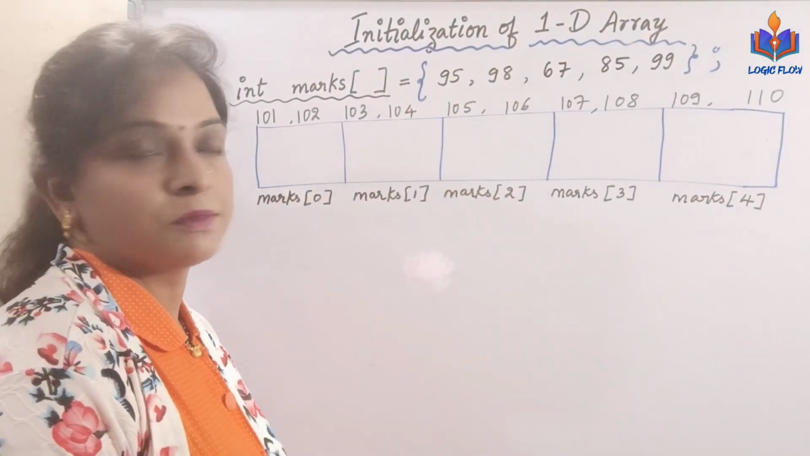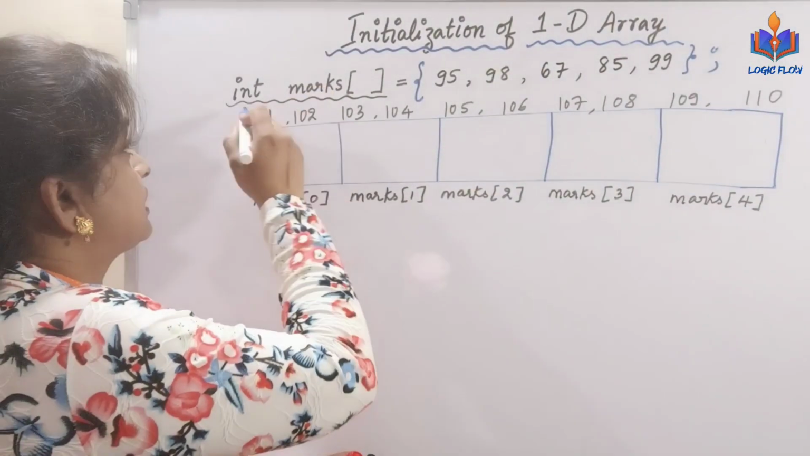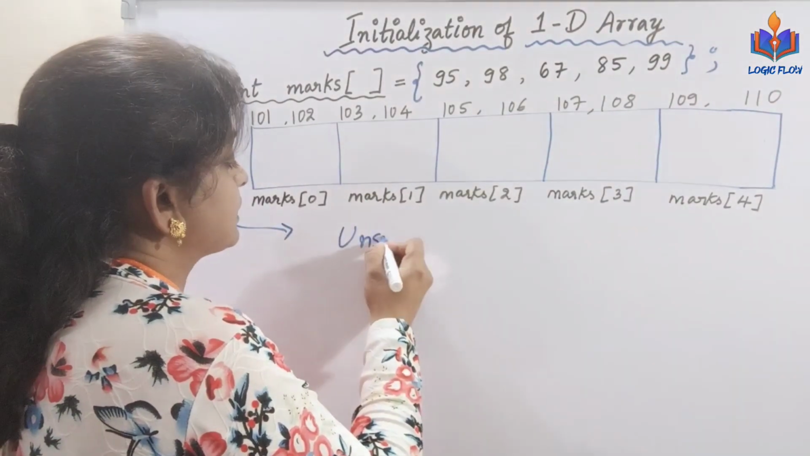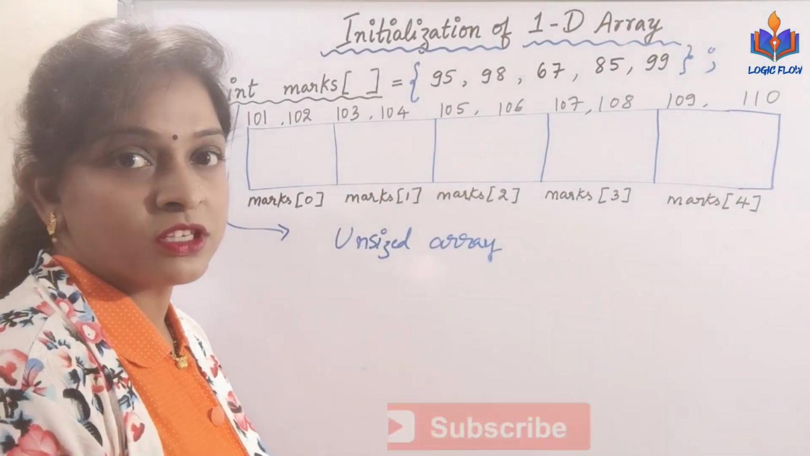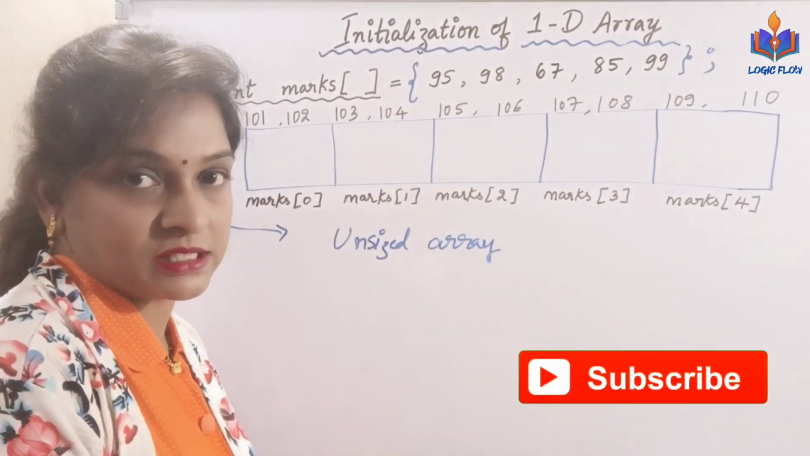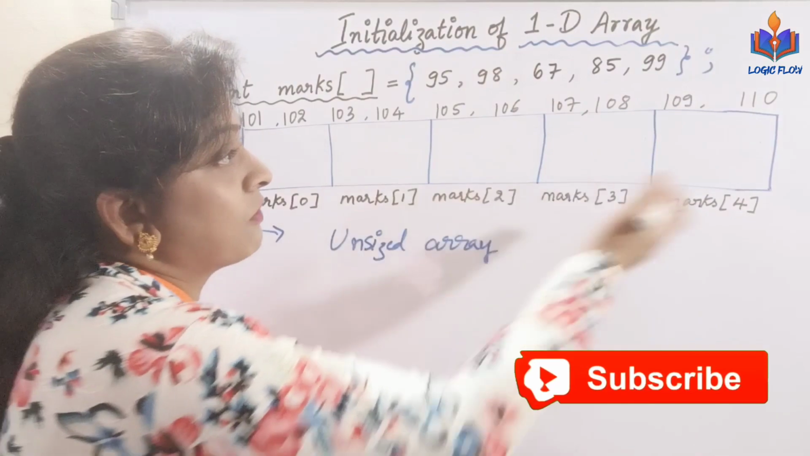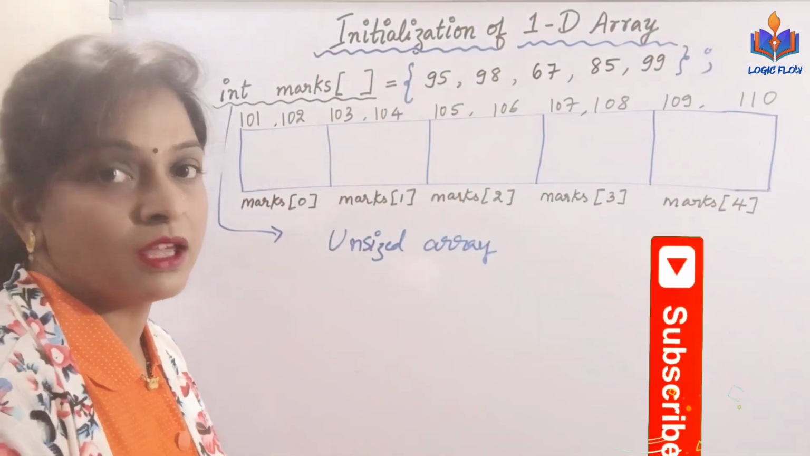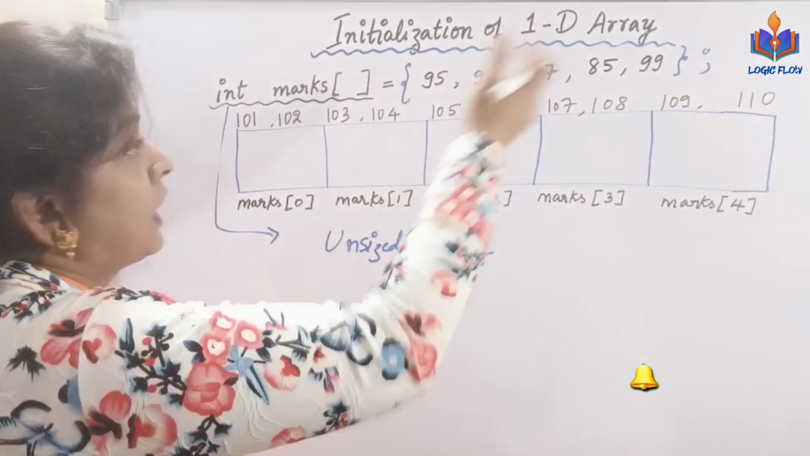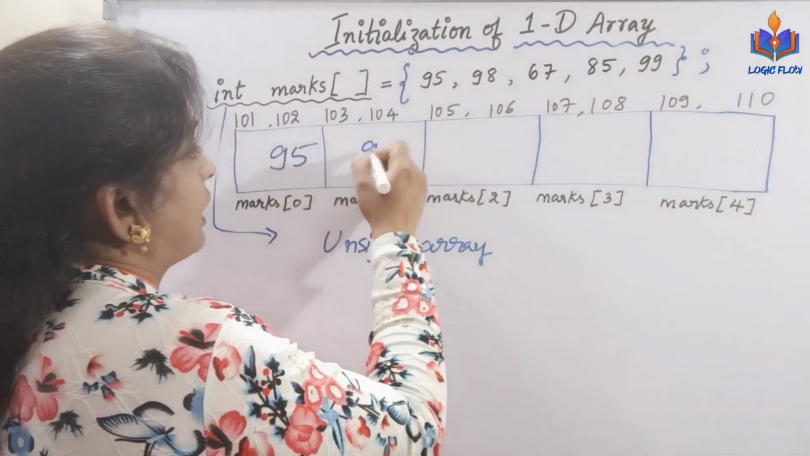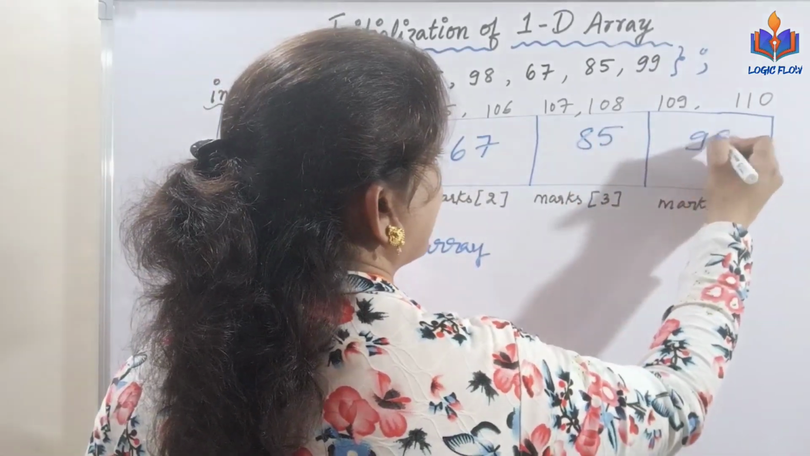This is the third method. Look at this dimension. I have not mentioned the dimension. We call this type of array an unsized array. Get the point? Unsized array. I am not mentioning the size, but I give the values. So according to the values I initialize, the values will be filled and the memory will be allocated. I have initialized 5 values, so I get the memory to store 5 values and the values will be filled respectively: 95, 98, 67, 85 and 99.